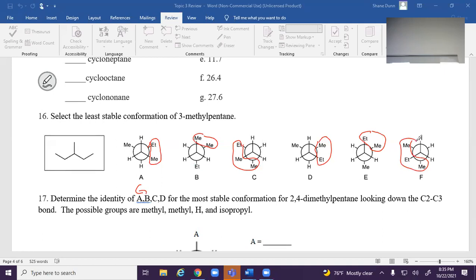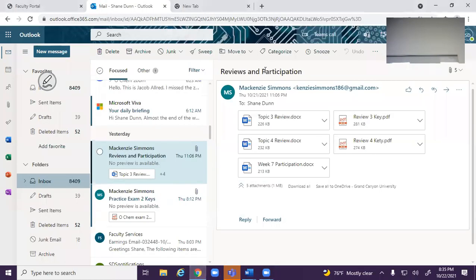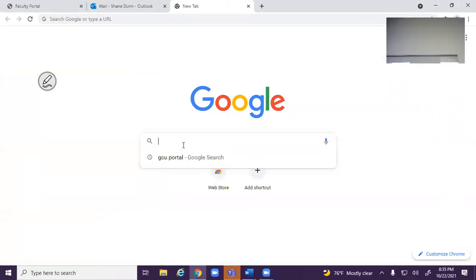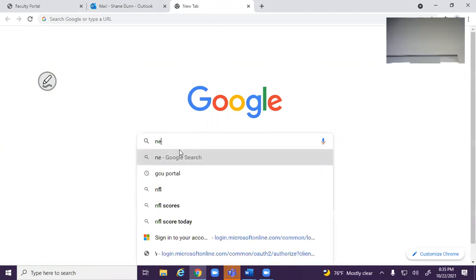Can you list the stable and least stable forms in order? Yes, I can. I can go to Google and look them up for you. Thank you. Thank you, Shane. What? I have to head out. You have to head out? Why? I have to do some other stuff too. I know, but thank you.